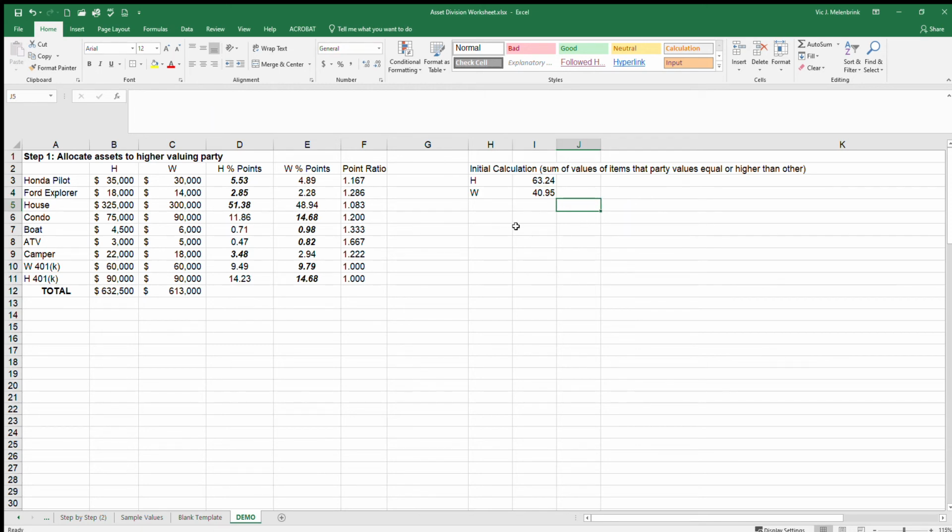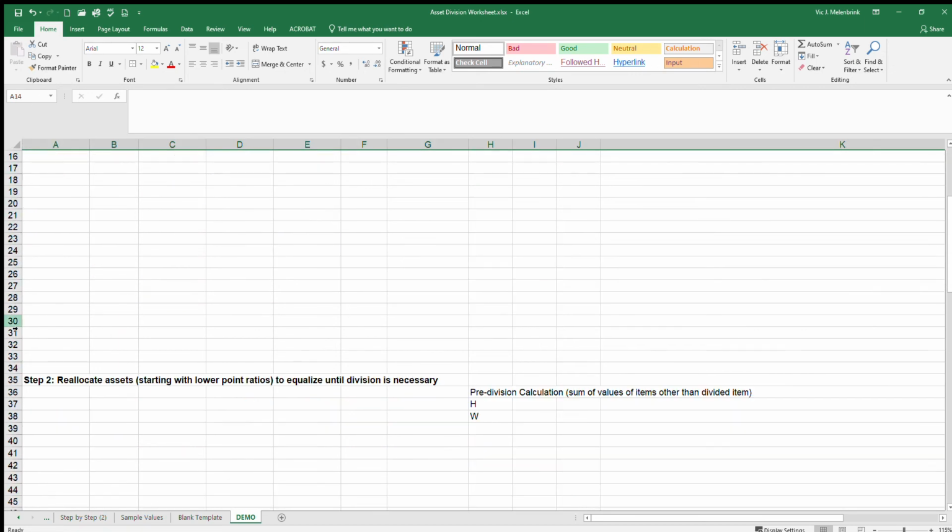Okay. So we've got our initial calculations set up. Now if we just gave each side the stuff that they value higher, that wouldn't be fair. Husband would end up with quite a bit more than wife in that situation. So our goal is to try to get both of these numbers closer together, and ideally over 50 each, because if they're over 50, that means that each party feels like they've gotten more than half of the assets. So we're done with step 1. We've allocated the assets to the higher valuing party. So let's go down to step 2.